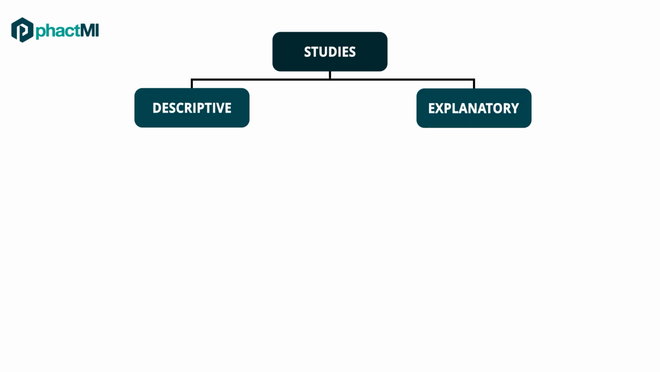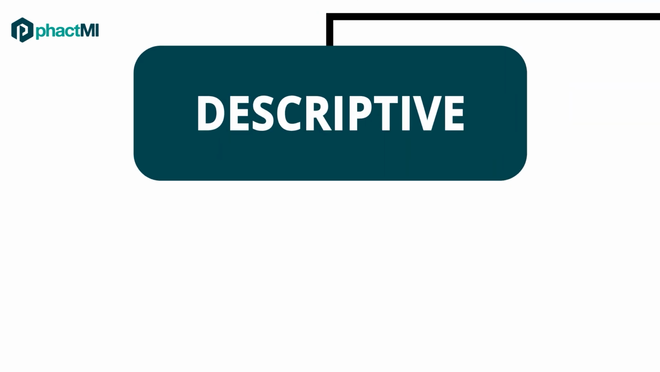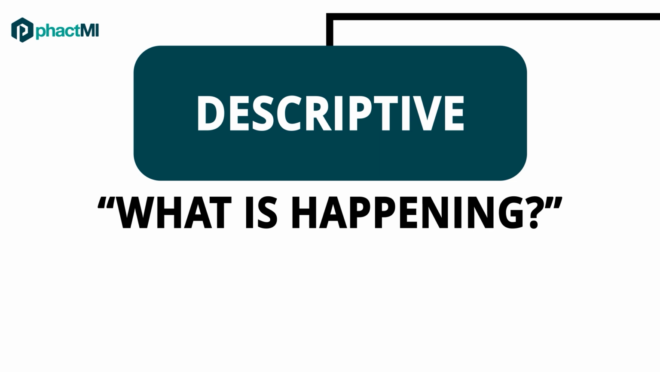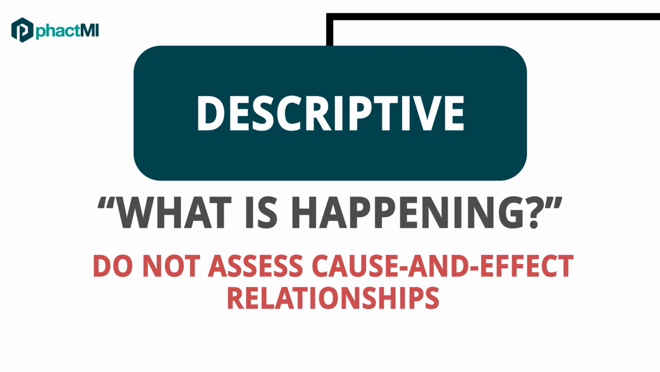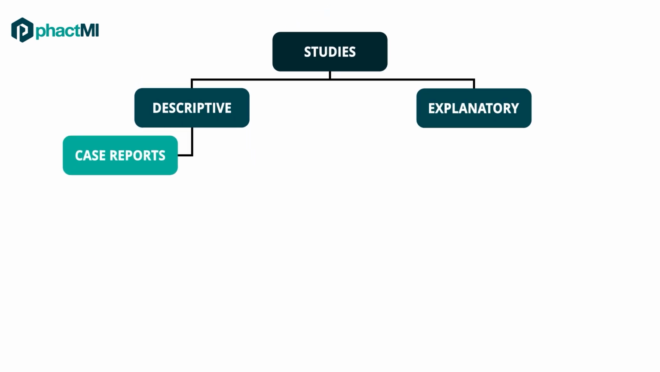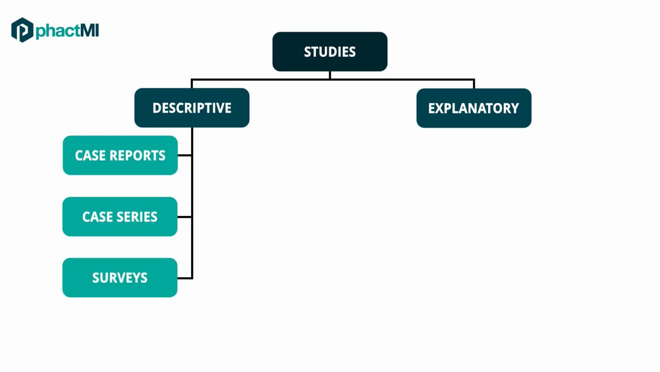Study designs fall into two broad categories: descriptive and explanatory. Descriptive studies answer the question, what is happening? They describe the frequency, patterns, or characteristics of health-related outcomes, but do not assess cause and effect relationships. Common types include case reports, which are detailed accounts of a single patient's unique condition or treatment; case series, which are collections of similar cases showing trends across a few patients; and surveys, which involve collecting data from a population to assess opinions, behaviors, or health status.